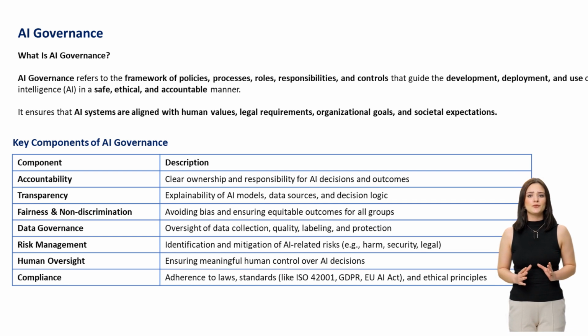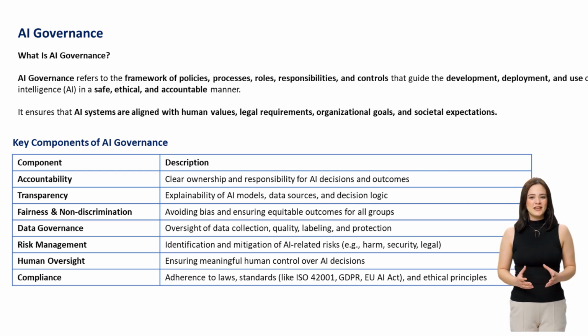It's built on several key components. First, we have policies and standards. These are the formal rules that establish clear guidelines for development and deployment. Second is risk management. This involves proactively identifying and mitigating potential harms, like bias or security flaws throughout the AI's lifecycle. Third, clear roles and accountability are essential. We must designate who is responsible for what, from data scientists to business leaders.